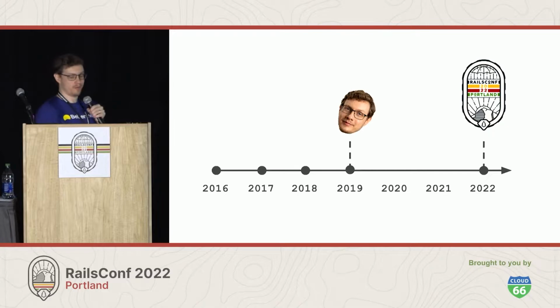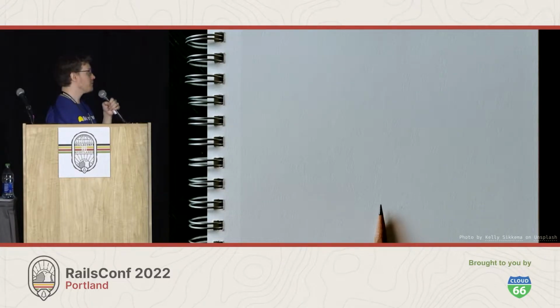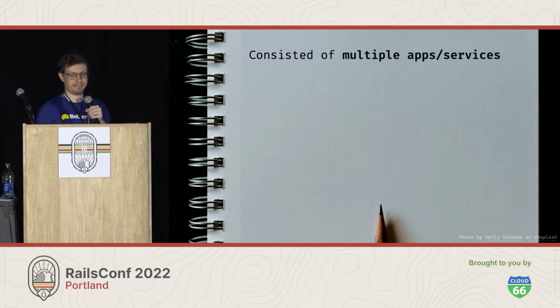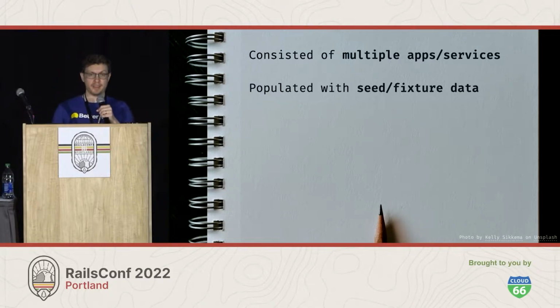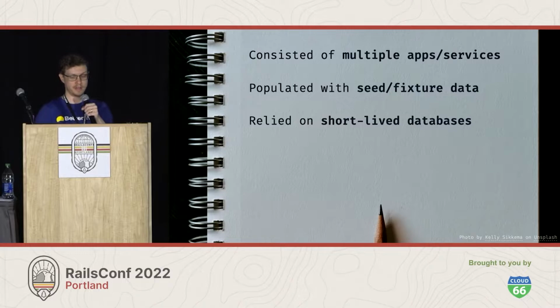And so we started just writing down a list of the things that the original demo environment had consisted of. So firstly, what got deployed? Well, everything. All of our apps. And secondly, the database was populated up front with all of those demo accounts, right? So I would call that seed or fixture data. And then to keep that data fresh, the entire database was reset with every deployment. So it relied on these short-lived databases.